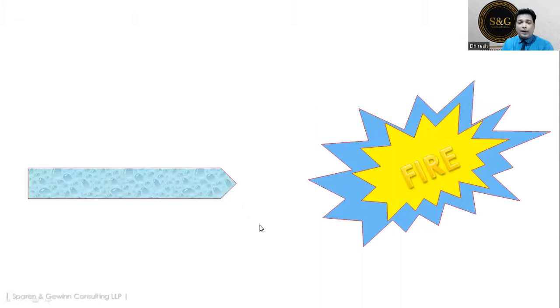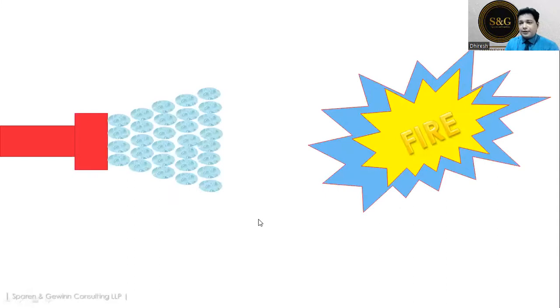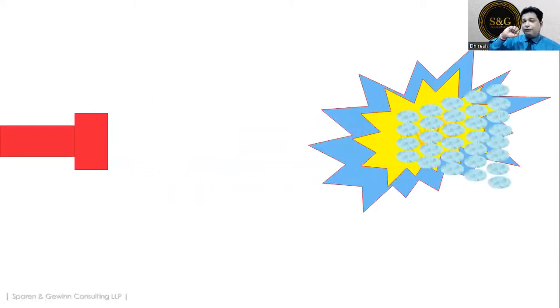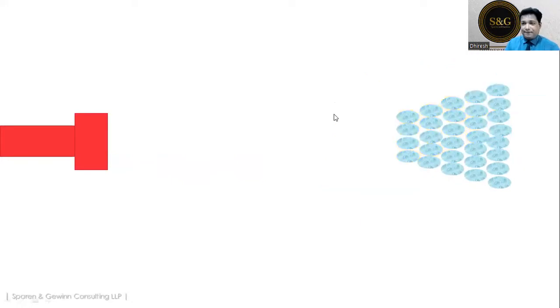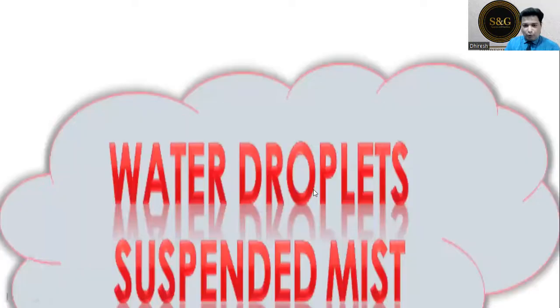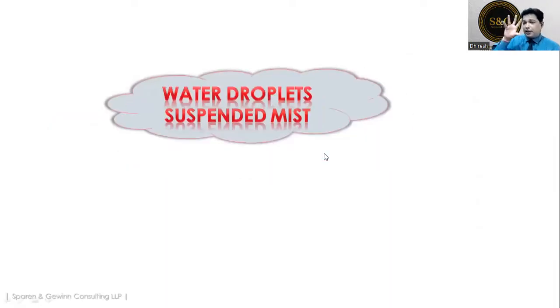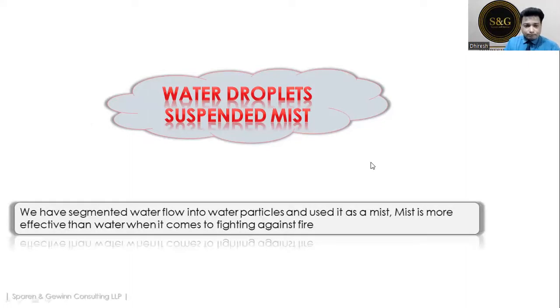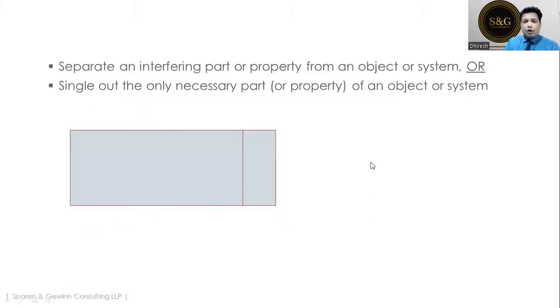So this is what we are actually doing: segmentation of water. Instead of the full stream of water, we have just used the droplets of water to extinguish the fire. That is the example of segmentation. Water droplets suspended as mist is a solution which we can implement. You can take a trial of that. If the trial is successful, then you can roll out that solution on a larger scale.